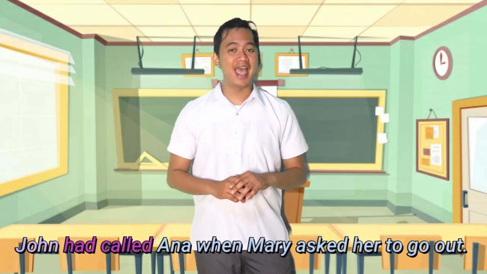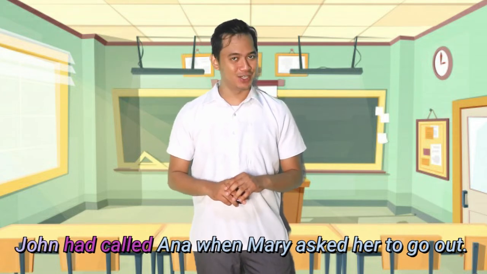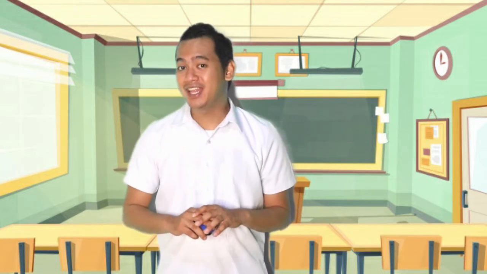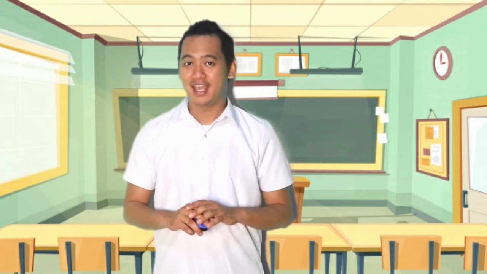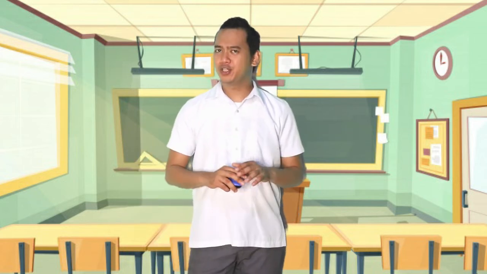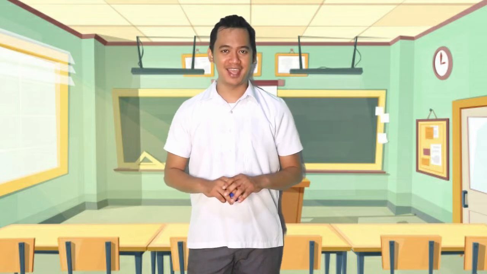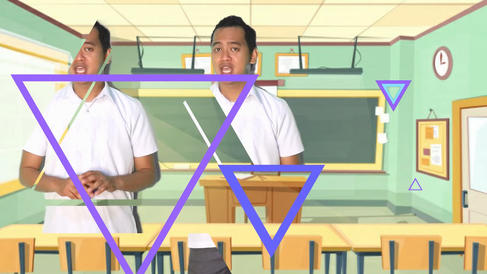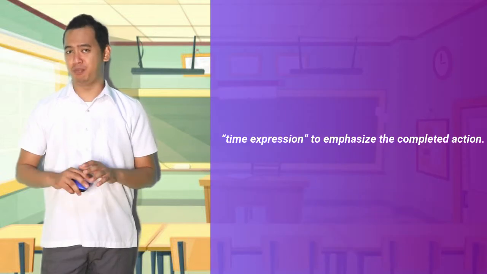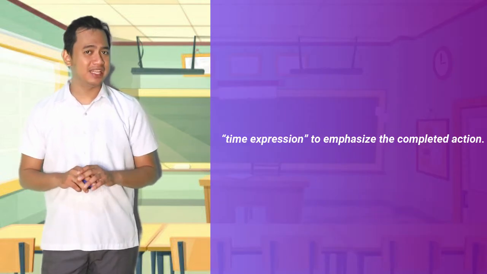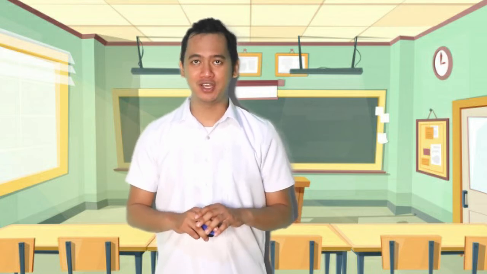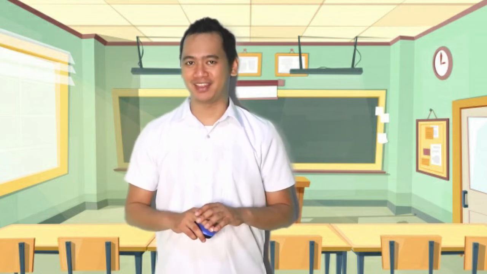John had called Anna when Mary asked her to go. There is the word had before the past participle. Can you follow? Aye, Captain! In order to better understand the past perfect tense, you can use time expressions. Time expressions emphasize the completed action. Here are some examples of time expressions used with the past perfect tense.